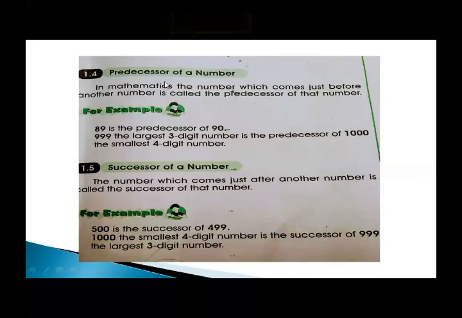Here, successor is the opposite of predecessor. A number which comes just after another number is called successor. Predecessor means that comes before and successor means that comes after. Here you see 500 is the successor of 499 because 500 comes after 499. Here you see 1000, the smallest four-digit number, is the successor of 999. You see, it is simply opposite. Predecessor means the number that comes before and successor means the number that comes after.